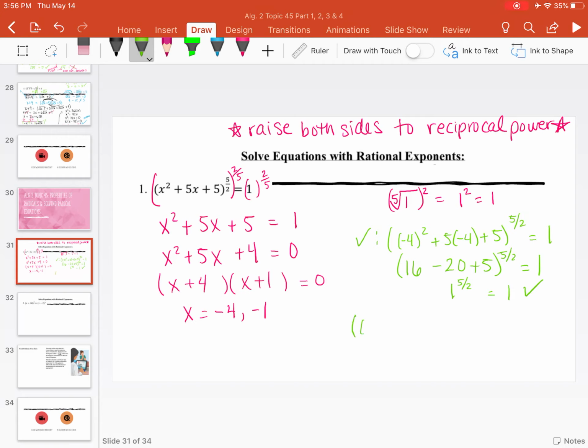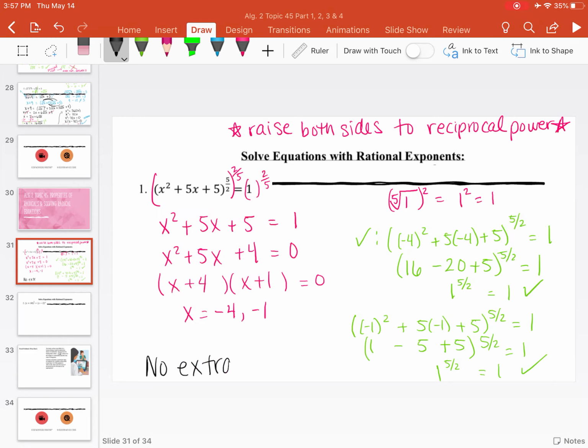Let's try the other value. Plugging in -1, so (-1 squared plus 5 times -1 plus 5) to the 5/2 power should give us 1. -1 squared is 1. 5 times -1 is -5, plus 5. In our parentheses, 1 minus 5 plus 5 is just 1, to the 5/2 power equals 1, which also works. So for this example, we have no extraneous solutions. Both of our values of x work.